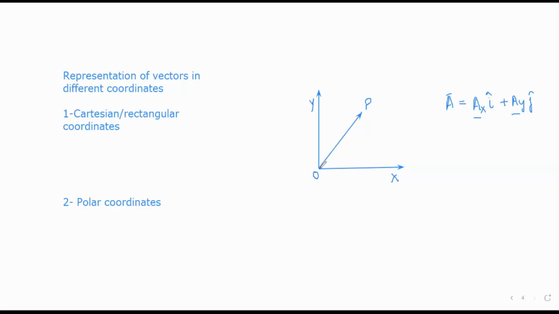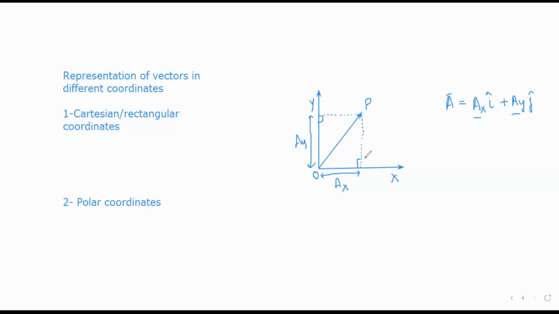So suppose this is a vector A, OP vector is a vector A. To calculate AX, we simply put a line which is perpendicular from this point P to the x-axis. So this is the perpendicular line. And similarly, we will also put a line which is perpendicular from this point P to the y-axis. This is also a perpendicular line. So this distance is AX, and this distance is AY because it's in the y-axis.